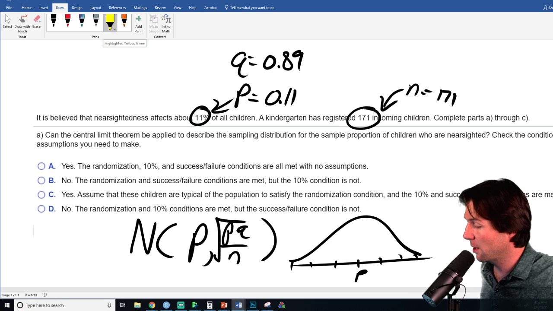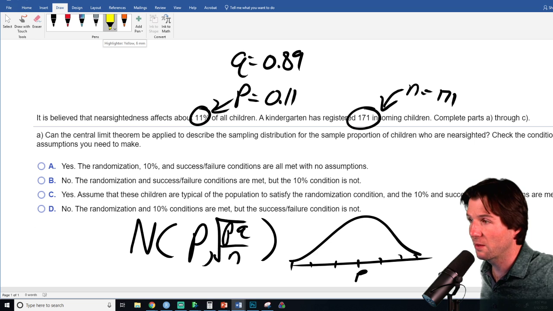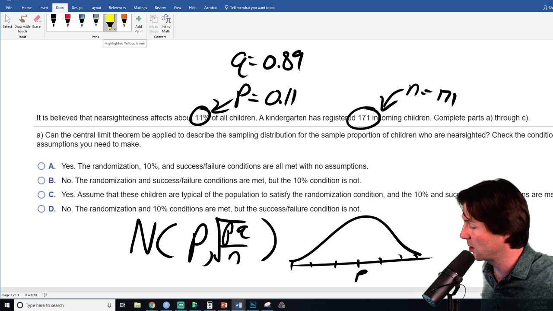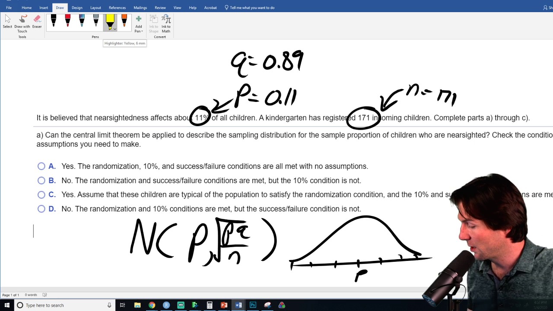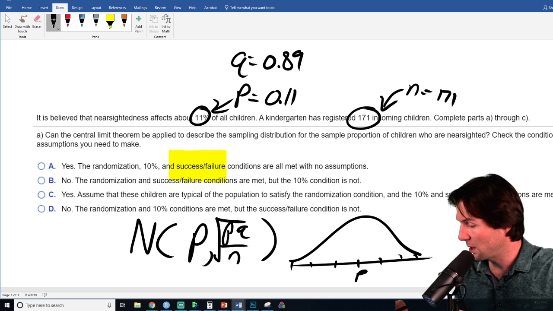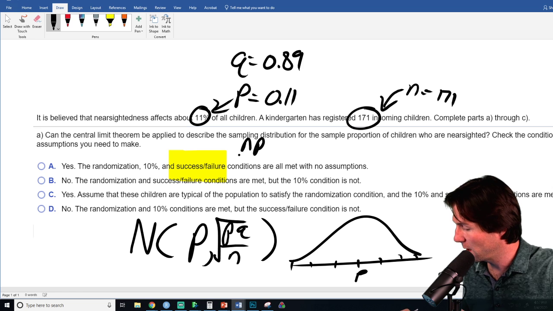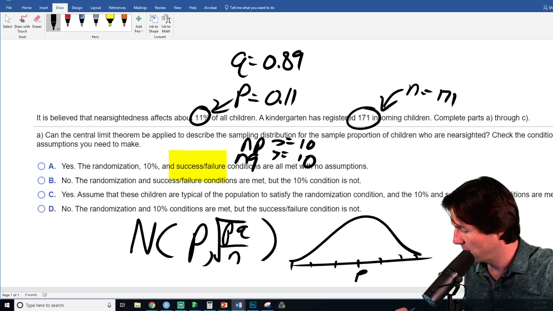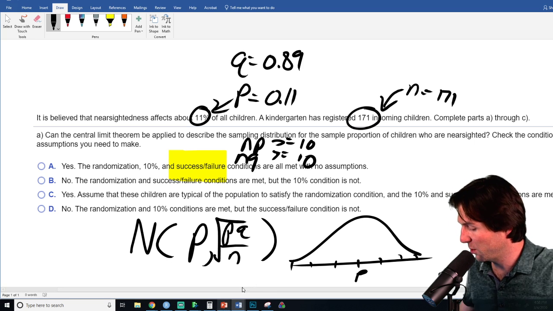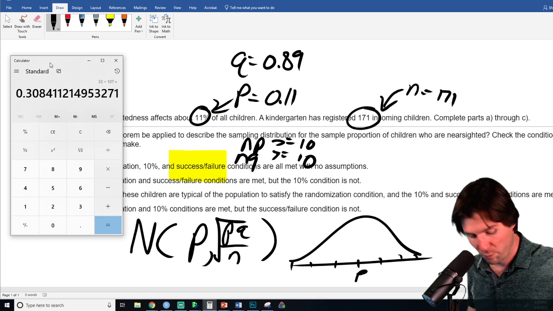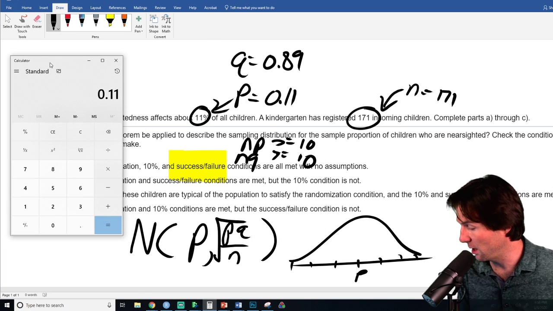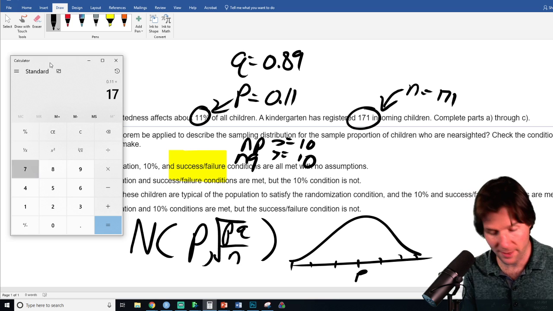We need to select less than 10% of all kindergartners. 171 kindergartners is probably less than 10% of all kindergartners. And then we need at least 10 successes and at least 10 failures. So the success-failure condition is found by doing np and nq both have to be greater than or equal to 10. So we have to find 11%. Technically, we only need to do this one. I'm going to do 0.11 because that's p and times that by 171.